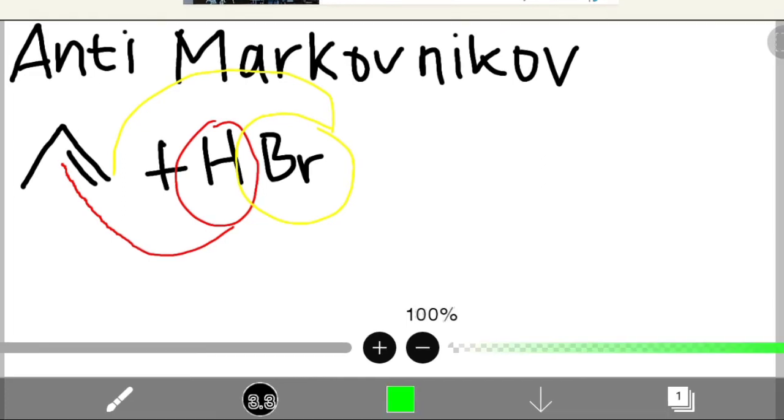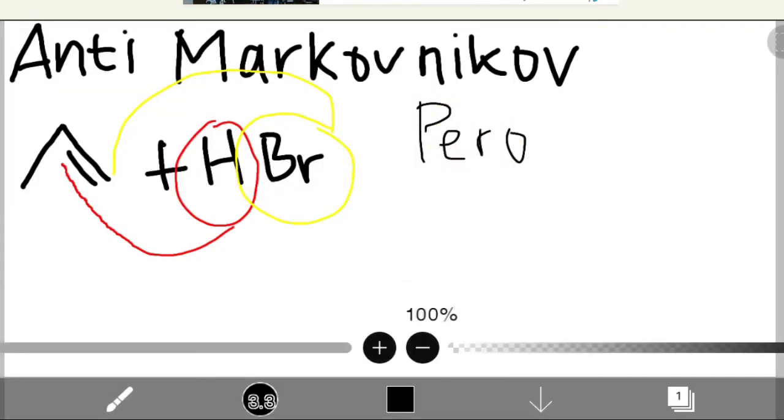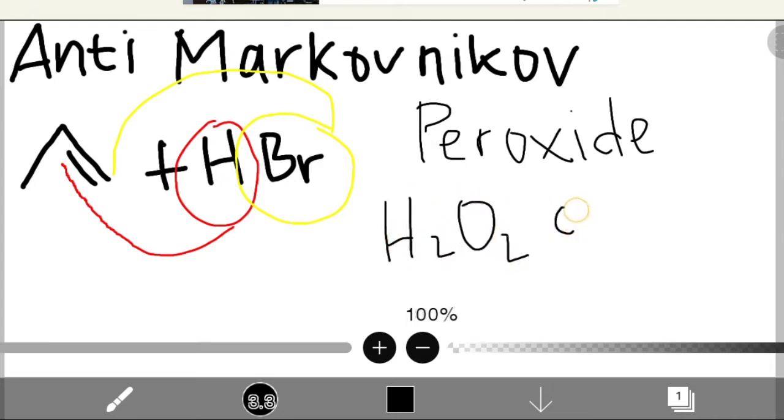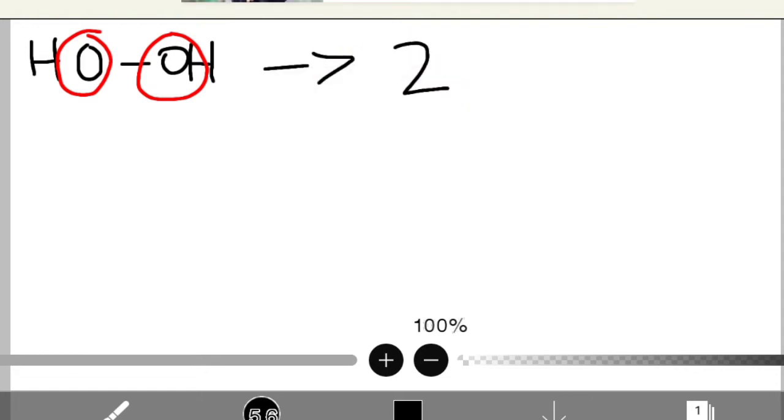The radical reaction mechanism involves three steps. To make an electrophilic reaction anti-Markovnikov, we add a peroxide, such as H2O2 or HOOH, and so on, because the bond that is easy to break homolytically is the peroxide bond. The O-O bond is homolytically separated and becomes two OH radicals.